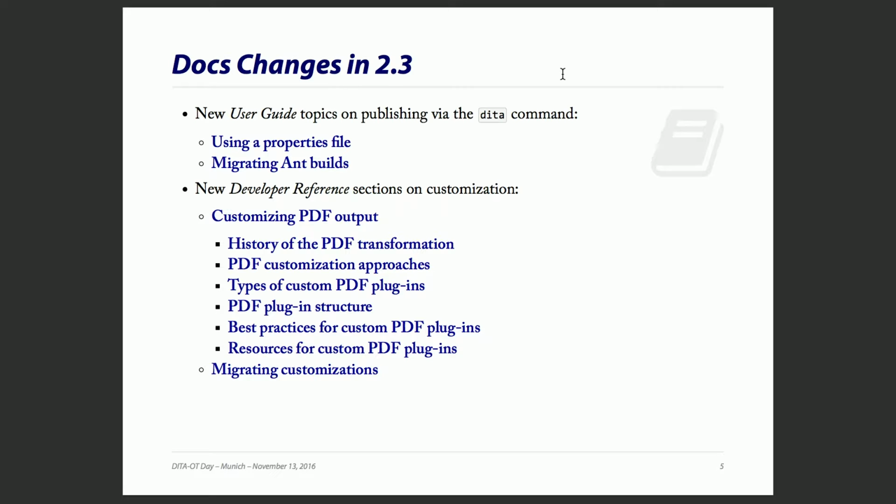In the developer reference, we've consolidated some of the information around customization. There's more to do here, but we recognize that one of the things that people customize most often is the PDF output. So we've provided a little bit of information about where the PDF transformation came from to help people understand why it works the way that it does. An overview of different approaches that people might consider for customizing PDF output, and why we think some of those are the wrong way, and why we think other ways are the right way.